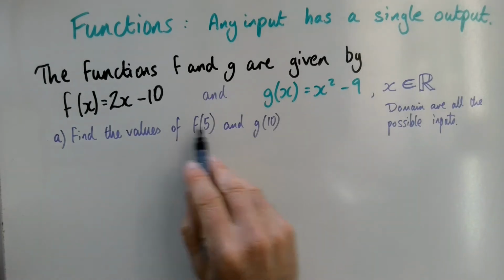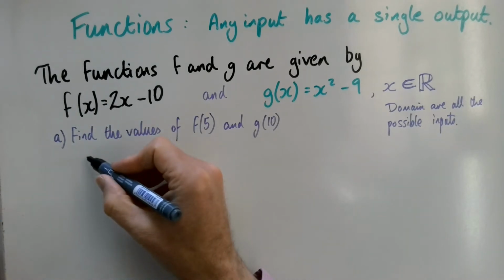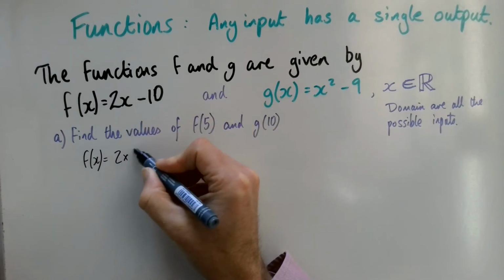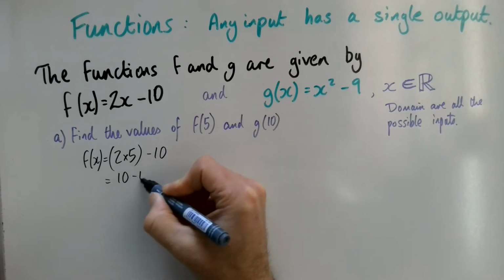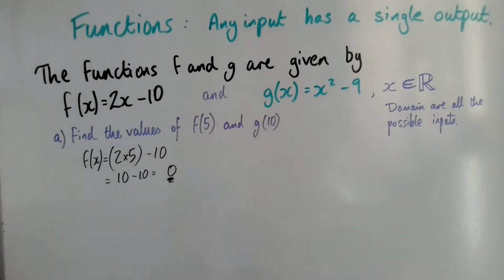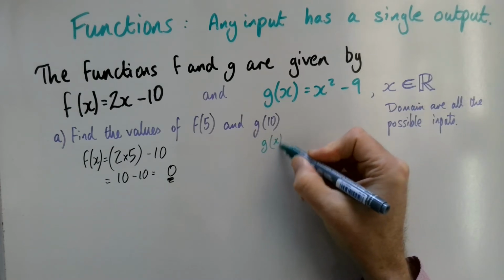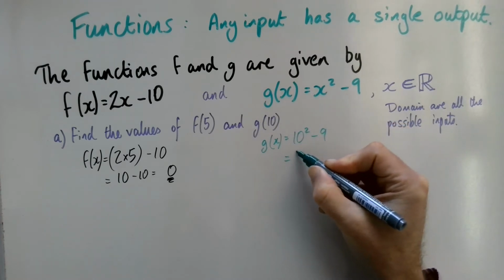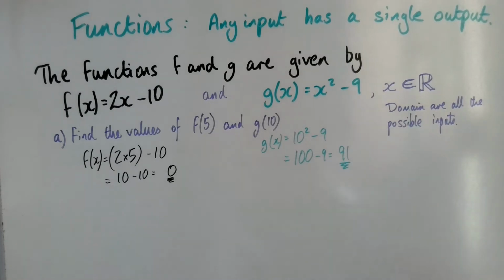All it's saying is, because we've got x in our function there, we're putting 5 in for our x. So the function of x would become 2x, which means 2 times 5, and then we're taking 10, aren't we? So that is 10 take 10, which is 0. So that would be the output there. And then for the g one, with having 10 in there, we'd be saying, right, g there will be 10 squared take 9, which is 100 take 9, which is 91, isn't it?